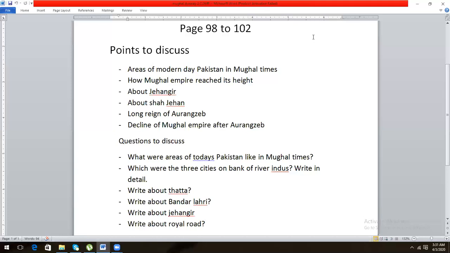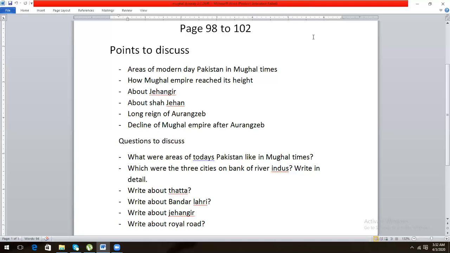So I am going to discuss the areas with you. Here we will discuss Multan, Sindh and Kashmir, these 3 areas. Number 1, Multan. Multan was the center of a province with the same name at that time in Mughal rule. The second one, Sindh, which was known as Thatha. Sindh was known in Mughal time as Thatha.